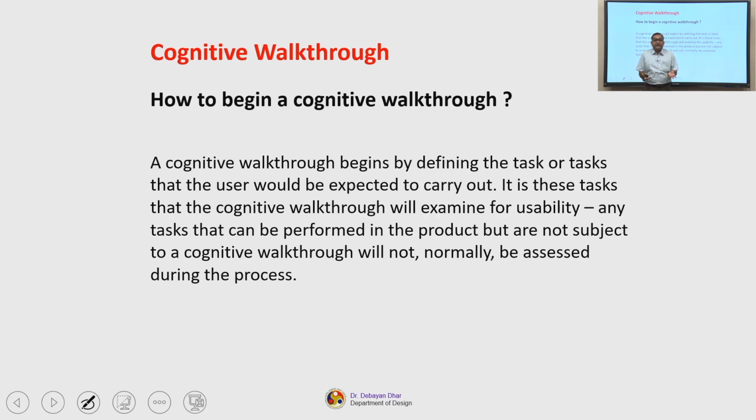So, how do we begin a cognitive walkthrough? A cognitive walkthrough begins by defining the task or tasks that the user would be expected to carry out. It is these tasks that the cognitive walkthrough will examine for usability. Any tasks that can be performed in the product, but are not subject to a cognitive walkthrough, will not normally be assessed during the process.